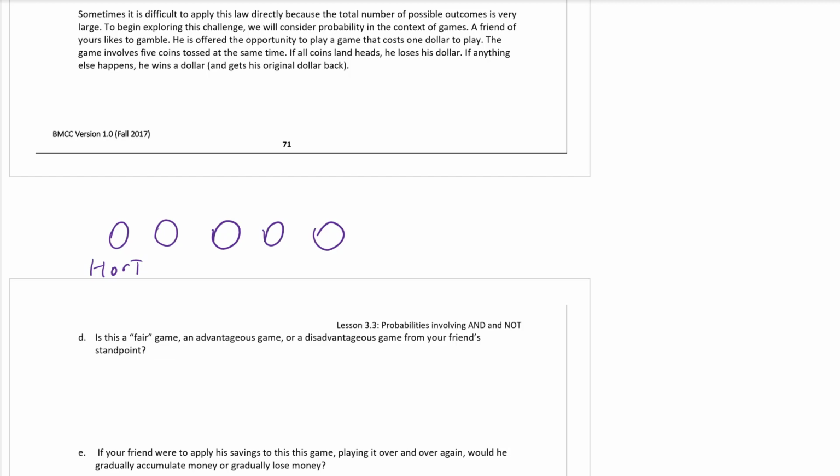I would, because I have a lot of chances of actually winning, and I have a very little chance of losing. So would I say it is fair? Well, it's definitely not a disadvantageous game. Would I call it a fair game? Well, what does fair mean? Let's define the word fair. Fair means that it is not advantageous to either of the players.